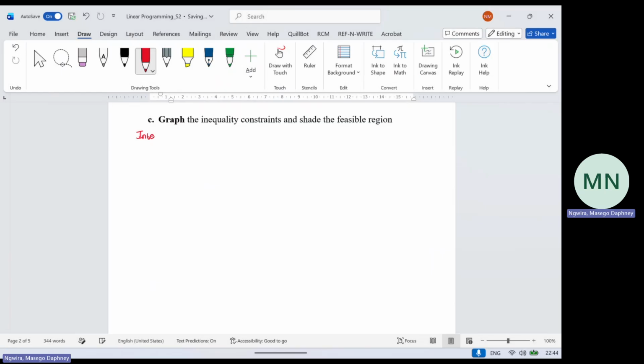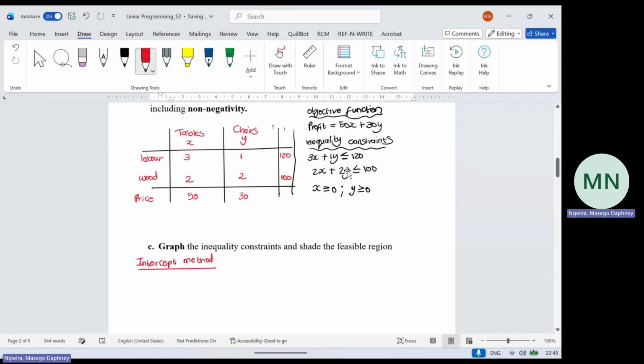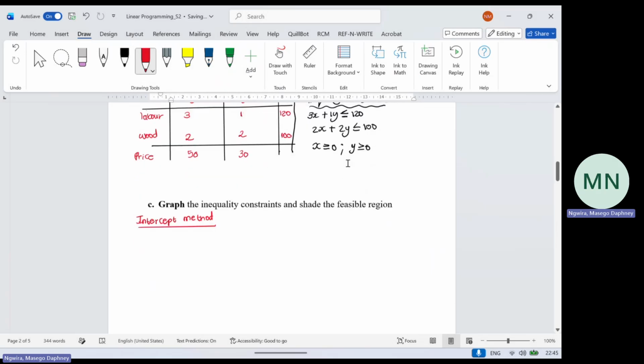If you did maths, this is grade 9 maths, right? We used to draw the graph with the intercept method. If you don't remember, I am going to remind you. The intercept method finds the points so that we can draw the graph. We are going to use our functions, these two functions, 3x plus y less than or equal. We are going to use the equal sign when we use these two functions.